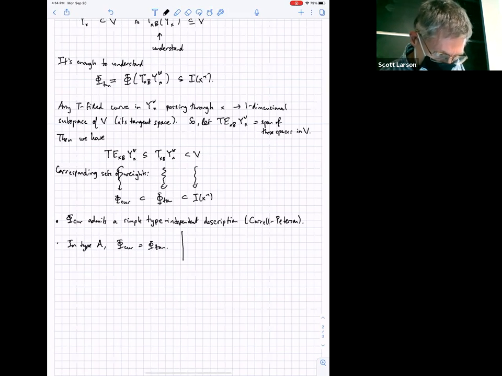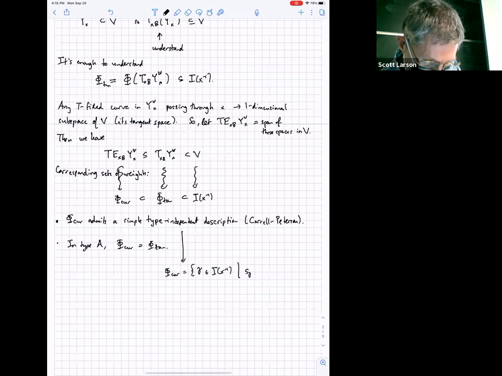In fact, so phi cur, it's the set of all gamma in I of x inverse, such that S gamma of x is bigger than or equal to W. So it's, in the sense, something that you can calculate just basically knowing the Weil group in the Bruchau order.